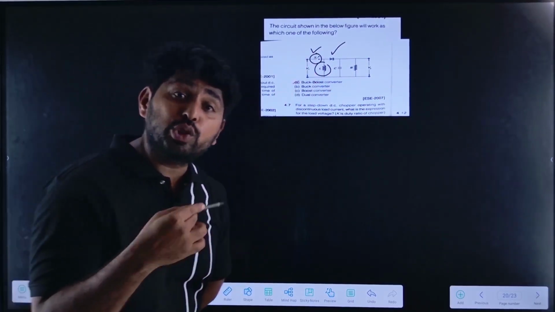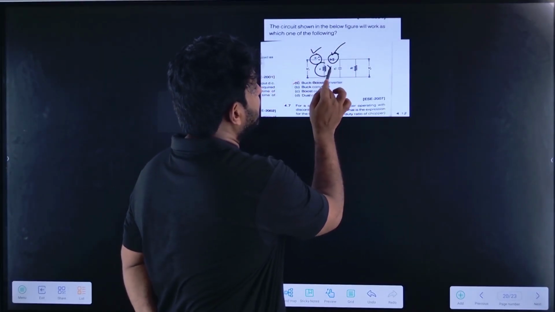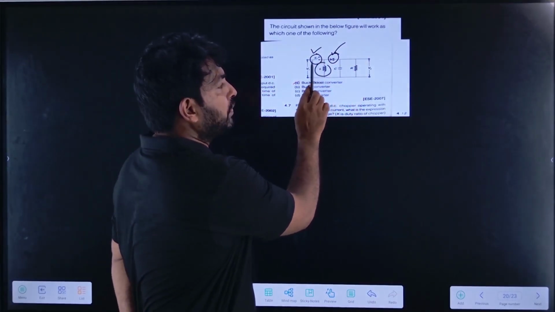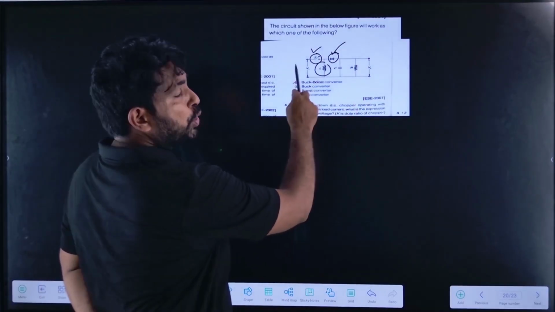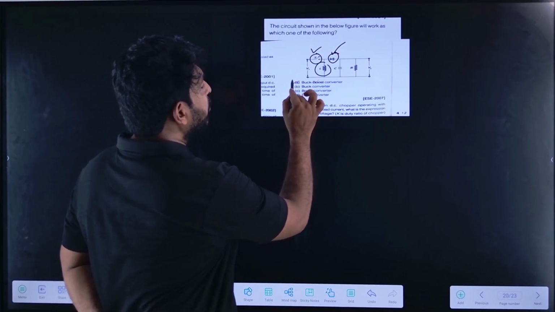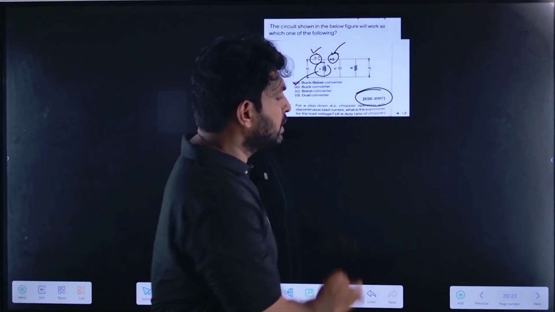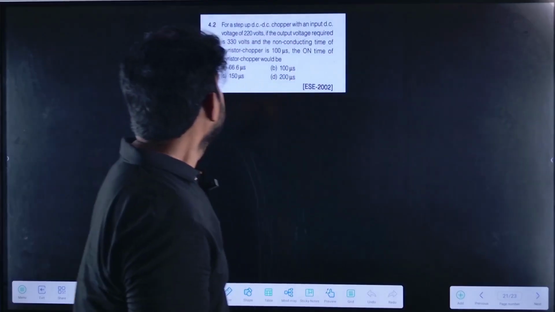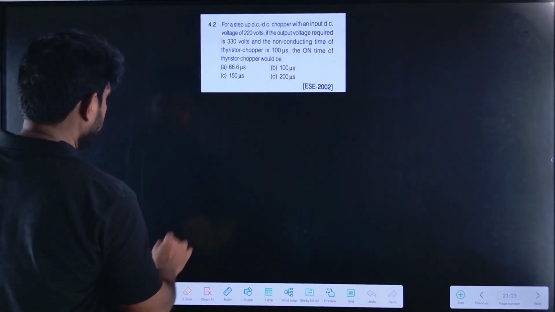The diode will also act as a switch in case of power electronics. So, two switches are there and the inductance is placed in between the two switches. So, what is this topology? This topology will be the buck-boost converter, which was asked in the ESE 2007. So, now let us see the next one.